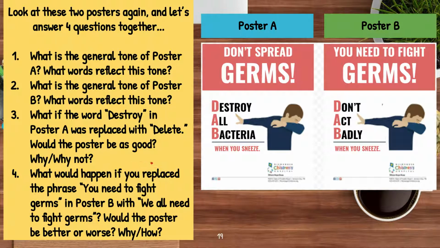What would happen if you replace the phrase, you need to fight germs, right, up here in poster B, with we all need to fight germs? Would the poster be better or worse, and why and how, right? I think it's pretty obvious that it would make the poster better, right? If you wrote, we all need to fight germs, don't act badly, that at least kind of makes it seem a little bit less like you're being attacked personally, right? And that it's kind of a group effort to achieve this, right? To get rid of the bacteria and to be clean.